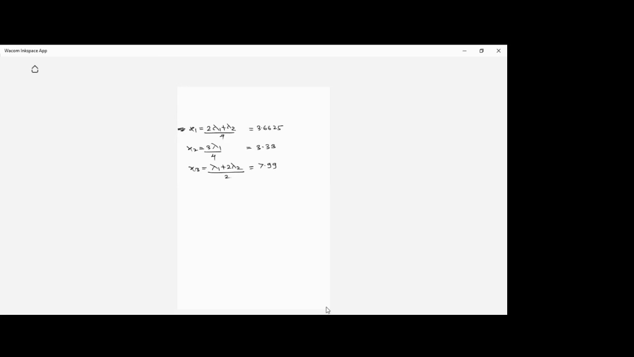So what we have got now, this particular x1, x2 and x3 is the point where you will be getting an optimum value, right? So this particularly is x star. X star can be represented as 3.6625, 3.33, and 7.99 is the point of getting the optimized value.